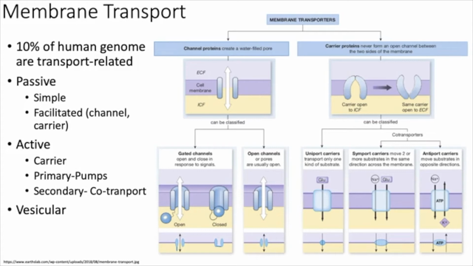10% of the human genome is transport related. Okay, so 10% of all the genes in your body code for some kind of protein that's associated with transport through a membrane. That's how important it is, which sounds really cool. That's one of those fun facts where you're like, I mean, cells have to eat and talk to each other, so of course it's going to be really high.